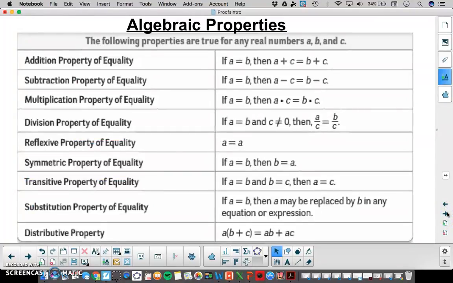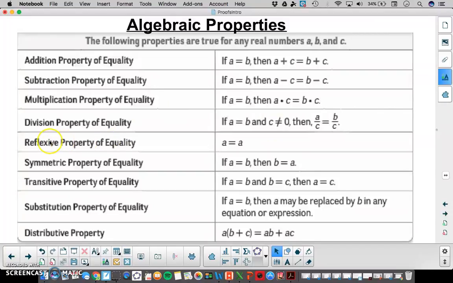We're going to be using these algebraic properties as we work through some of these proofs next. So you'll need the addition property, subtraction, multiplication, and division. Those are exactly what you've done in algebra. When you have an equation A equals B, you can add the same value to both sides. If you have A equals B, you can subtract a value, multiply a value, or divide by a value as long as that value is not 0.